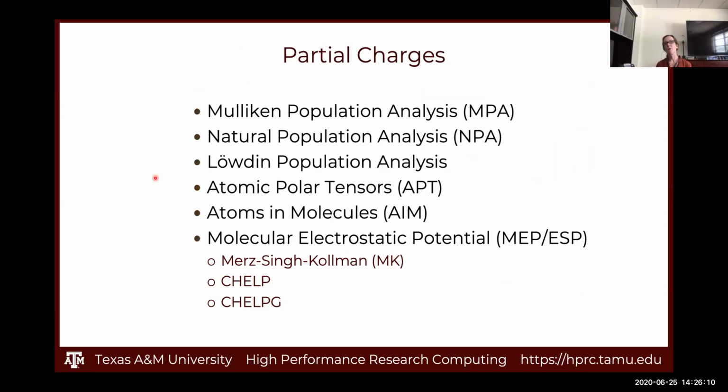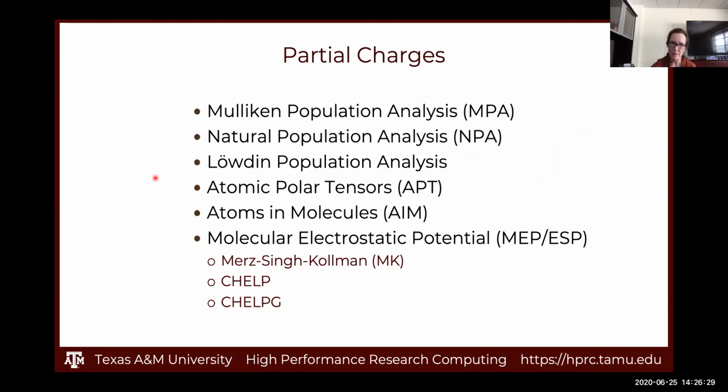Okay, so we're going to talk about partial charges a little bit because it's like the number one question that I get when people start doing calculations. They want to calculate the partial charges to explain the results. They want to know where the charge is localized. So I'm just going to talk about a number of the different partial charge schemes and partial charges in general.